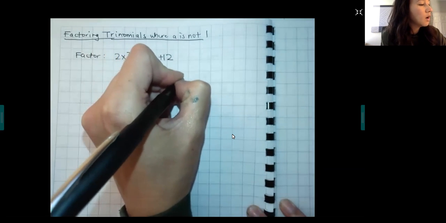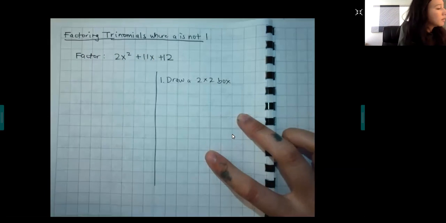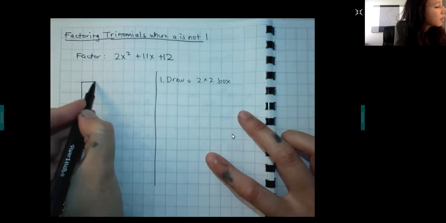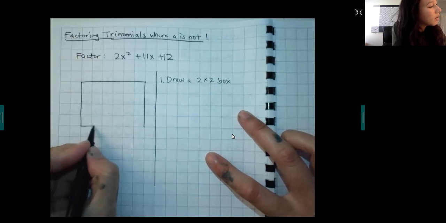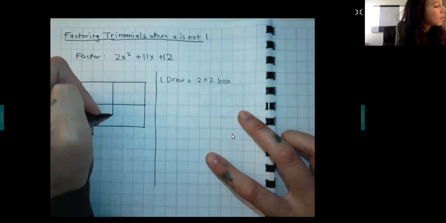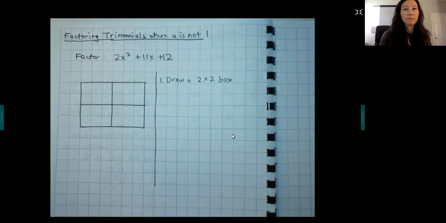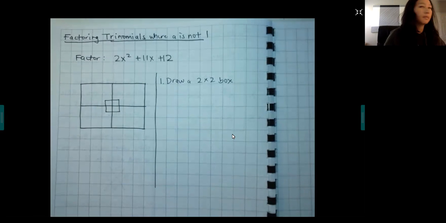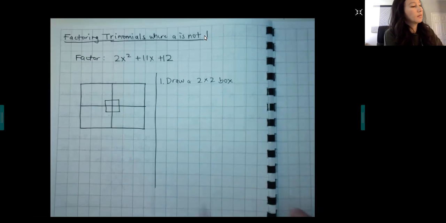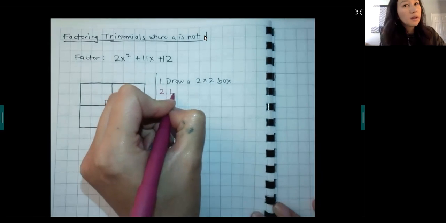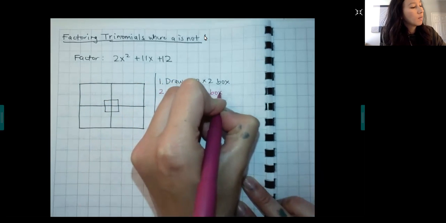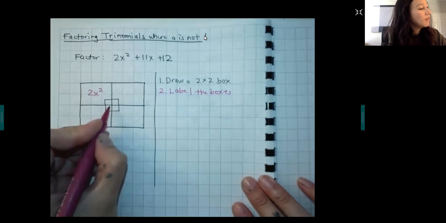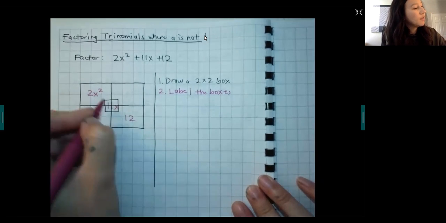Okay, so first we need to draw a 2x2 box. So give yourself a nice big box, 4 boxes by 6 boxes. And you're going to want the little box in the center. Next, label the sides. Step 2 is we are going to label the boxes. So our x squared term, the first one, always goes in this top left box, so 2x squared, and then the 11x goes in this little box, and then the 12 goes here. So you fill in this diagonal.